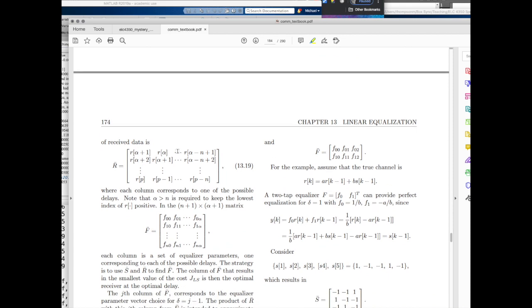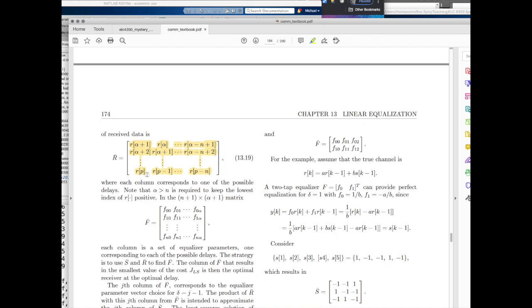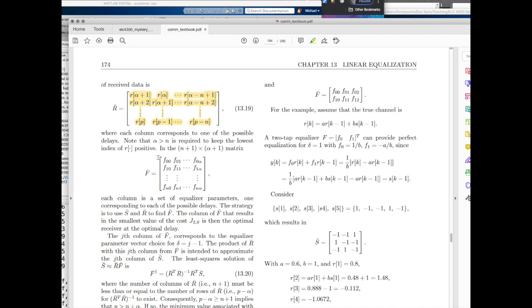The same thing applies to the R matrix. We define the R matrix as the received values as a function of alpha. So alpha starts, R of alpha plus 1, you subtract 1 here, R of alpha, keep subtracting until you get R of alpha minus n plus 1. You build up this matrix. I'm going to show you this in MATLAB, and you get this R matrix. Then you essentially have a collection of filters. The row that you choose depends on what's the best delay term, delta.